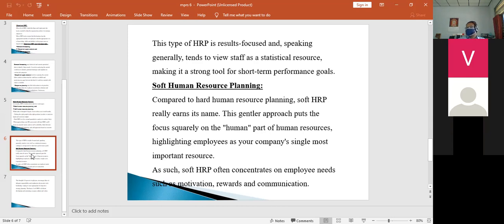So, whether you allot single importance or real importance, here the employee is playing a key role and he is a must for running your organization. Next, soft HRP often concentrates on employee needs such as motivation, reward, and communication. While comparing with hard HRP, soft HRP always concentrates on employee needs. What are all the requirements of an employee?